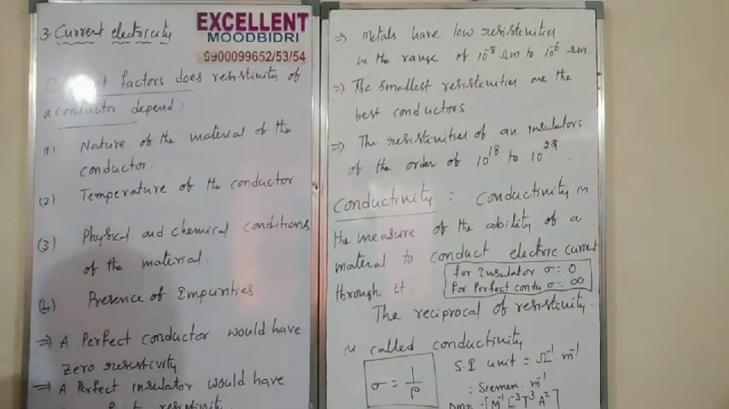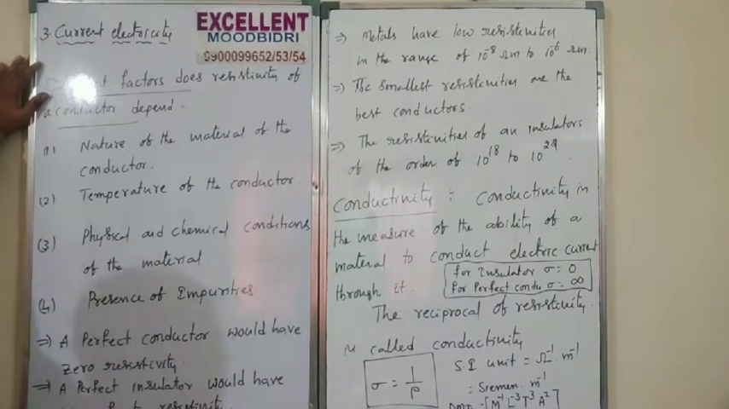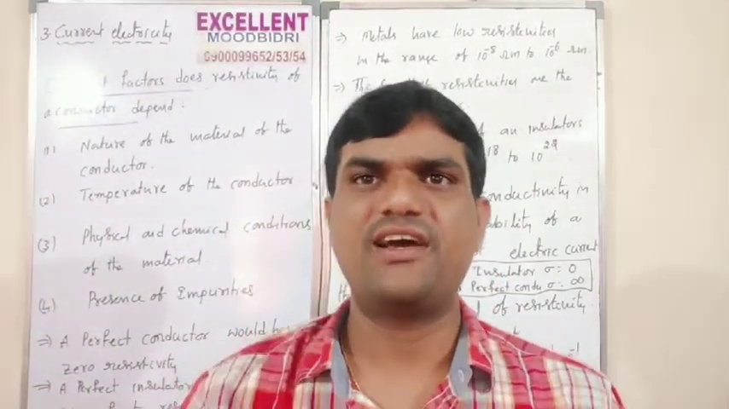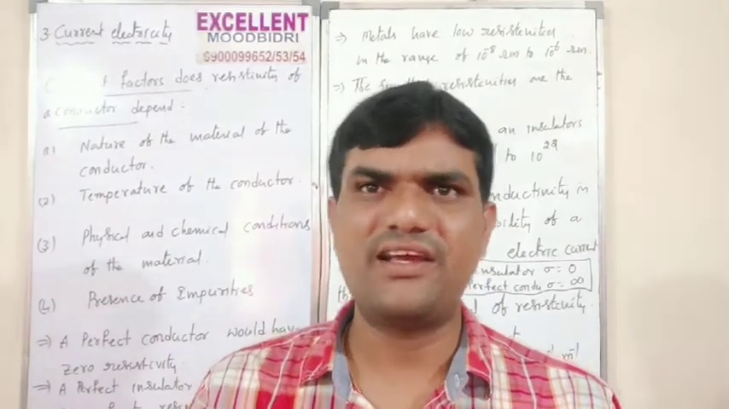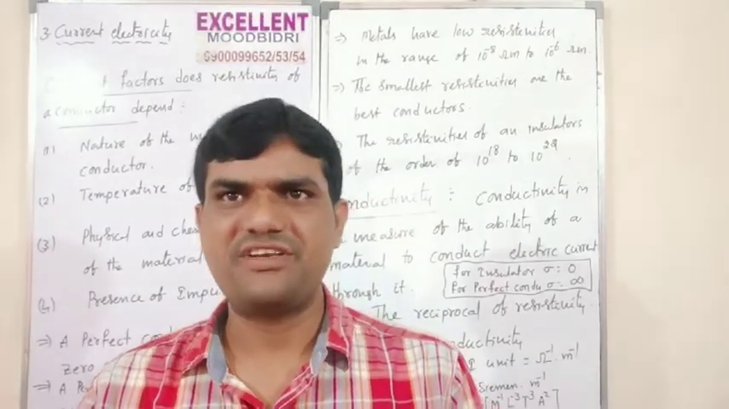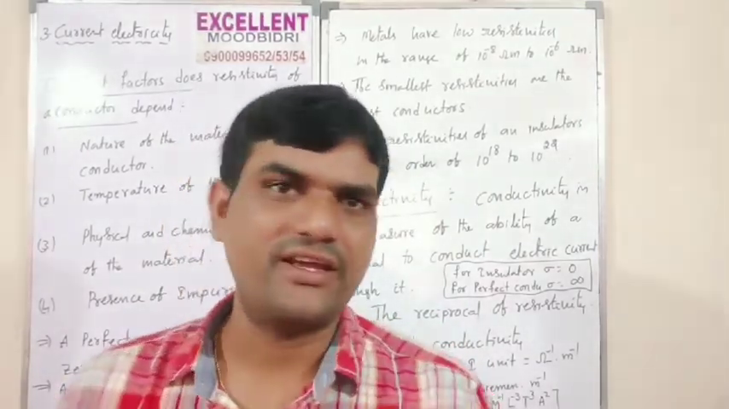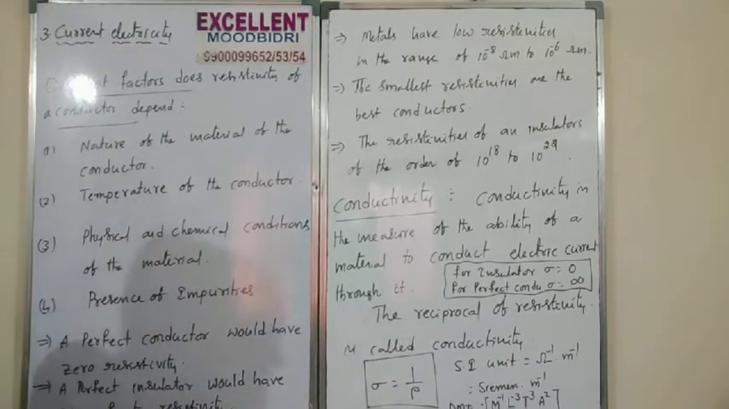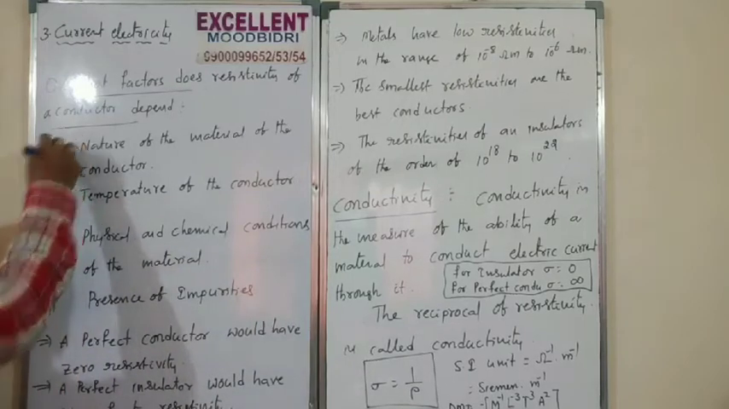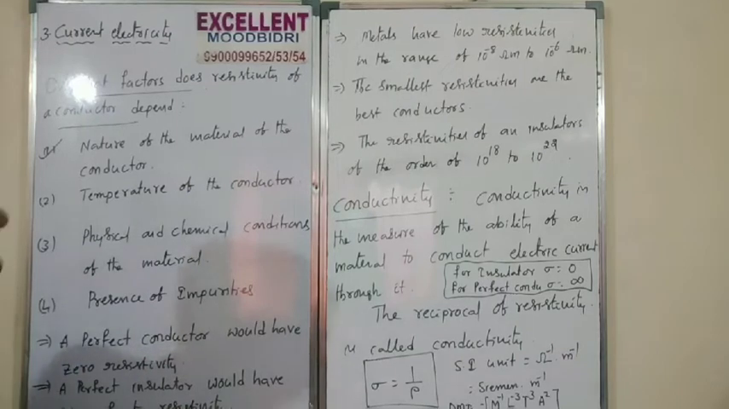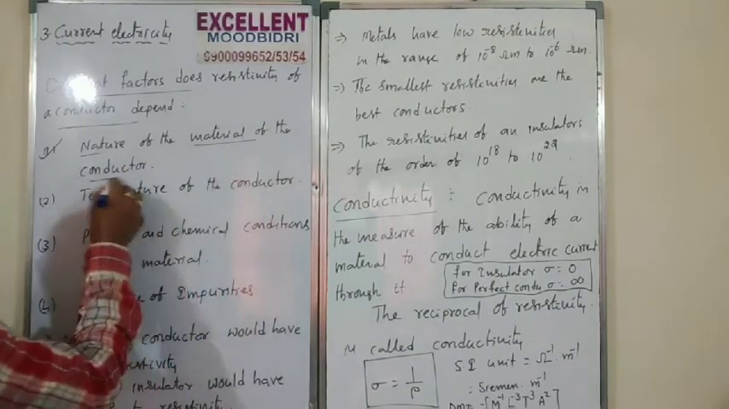So next question is, on what factors does the resistivity of conductors depend? Previously I gave the factors affecting the resistance of a conductor. Similarly, here resistivity also depends on some factors. What are the factors of resistivity? First factor is the nature of the material of the conductor. So conductors as well as resistors will be there.